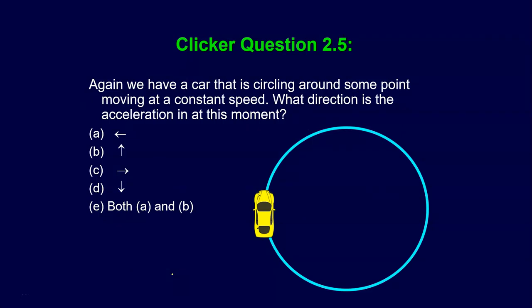Now let's take this and think about this situation. Again, we have this car circling around some point, moving at a constant speed. What direction is the acceleration at this particular moment? Think about this and see what we think. Okay, so hopefully you got C. What that means is that the acceleration this car feels is going to be towards the center of the circular motion that the car is doing.